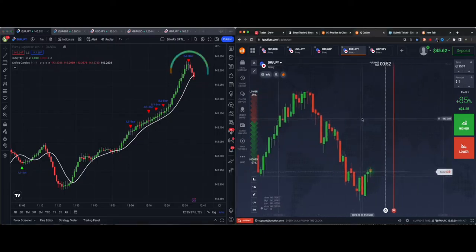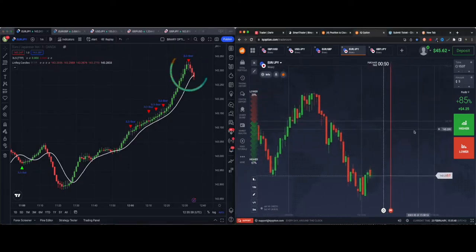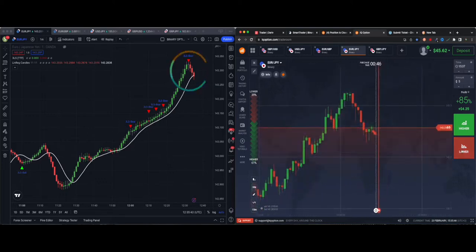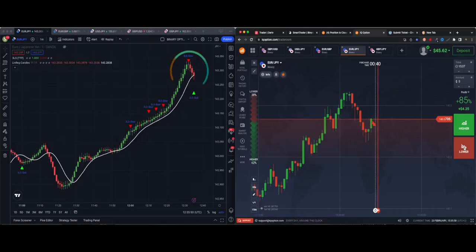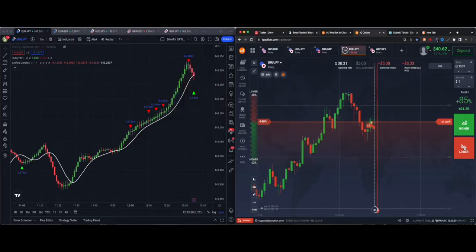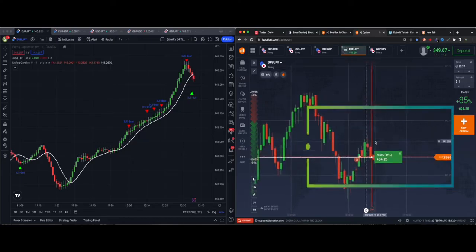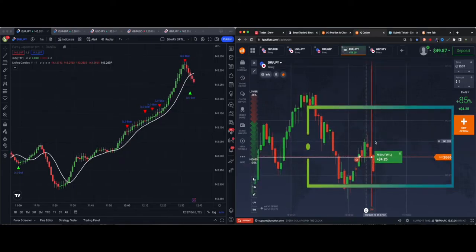Got another setup on the euro against the Japanese yen. Sell signal from the 3-line strike indicator. Check. Candle price is below the white trigger line. Check. Execute a 1-minute sell trade at the beginning of the next candle immediately. Ignore this buy signal. It hasn't met any conditions. Trade on the move. And the trade is won by a close margin.